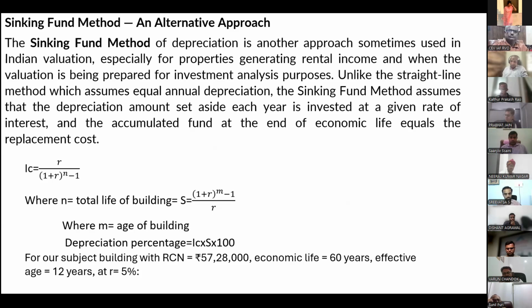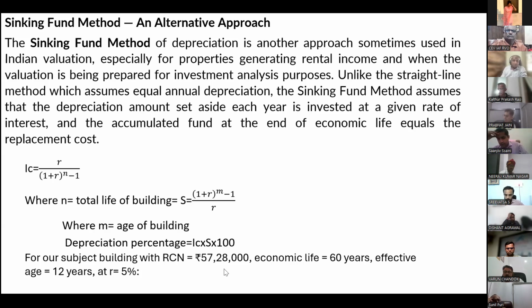For the sinking fund method of depreciation, first of all you have to calculate what amount of sinking fund you have to deposit. Here, the formula for the sinking fund coefficient, meaning how much amount you have to deposit per year, is IC equals R over (1 plus R) raised to power n minus 1. And the total amount which has to be accumulated, the formula is ((1 plus R) raised to power m minus 1) upon R. Here n is the life of the building, and m is the age of the building. And the total depreciation percentage formula is IC times S.